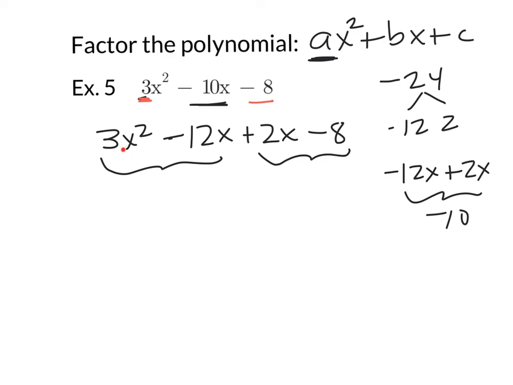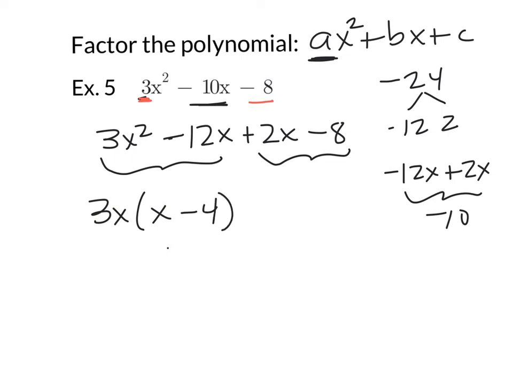Now when you look at these first 2 terms, what you want to do is find a common factor. You'll notice that 3x squared and 12x have a common factor of 3x. So we're going to factor that 3x out of just these 2 terms. 3x squared divided by 3x will give us x. And then when we take negative 12x and divide a 3x out of it, we will get minus 4.